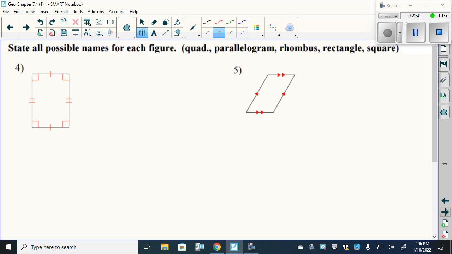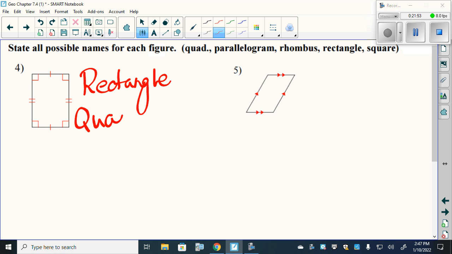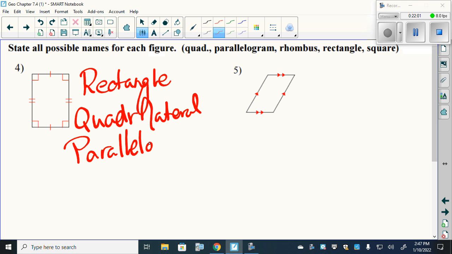That's a rectangle, yes, but it's not a square. It's a quadrilateral and a parallelogram. Is it a rhombus? It's not a rhombus, because if it was a rhombus too, then it'd be a square. A rhombus would be four congruent sides. Yeah, sorry, I forgot.